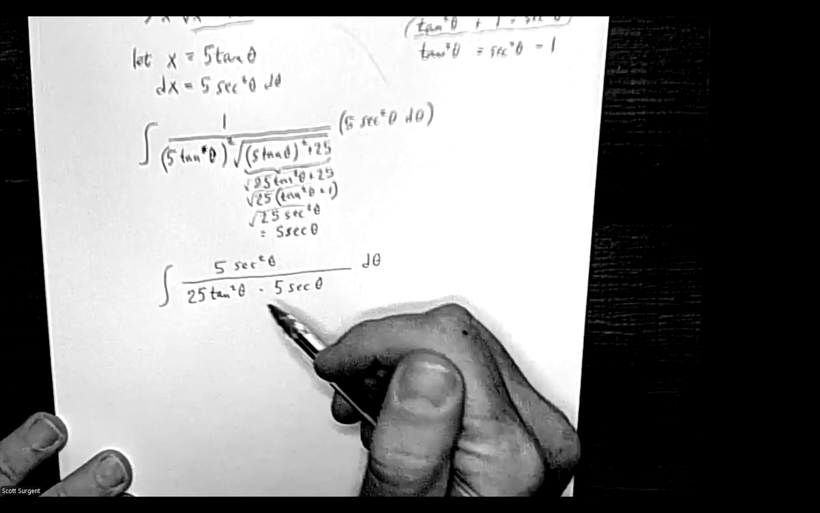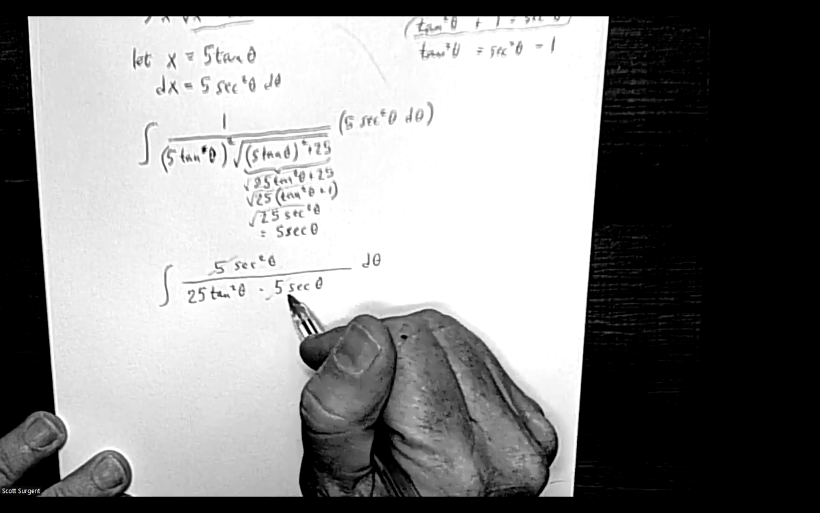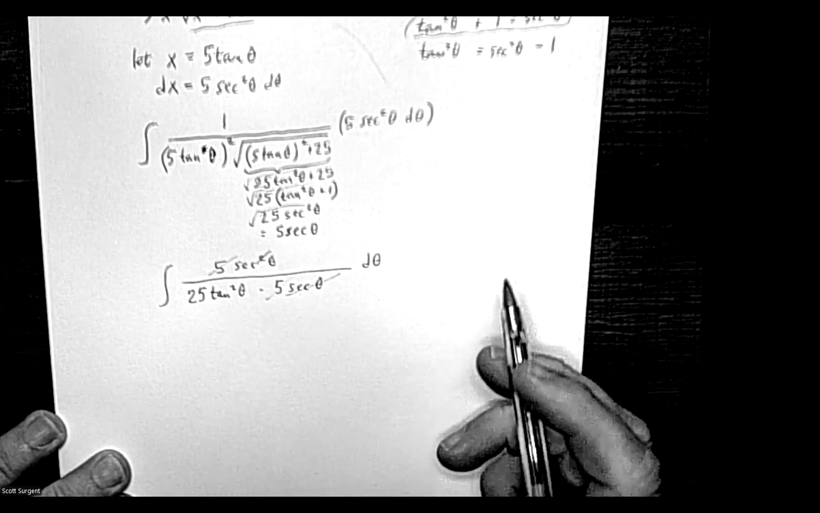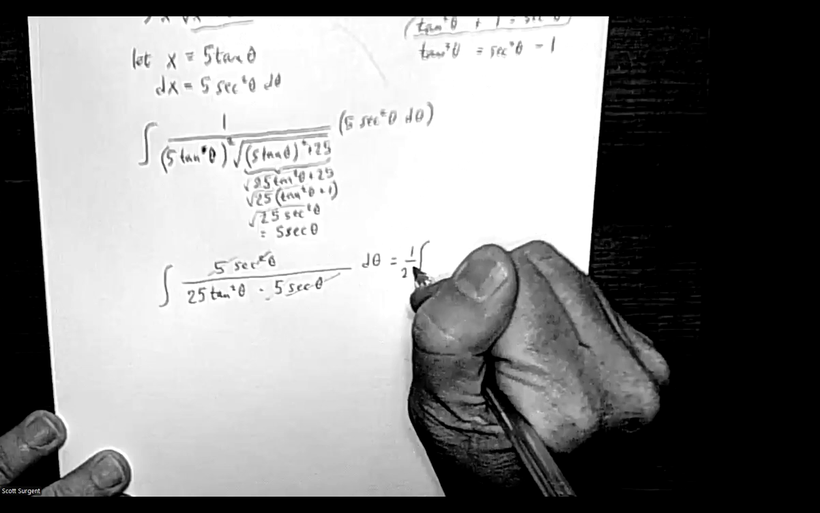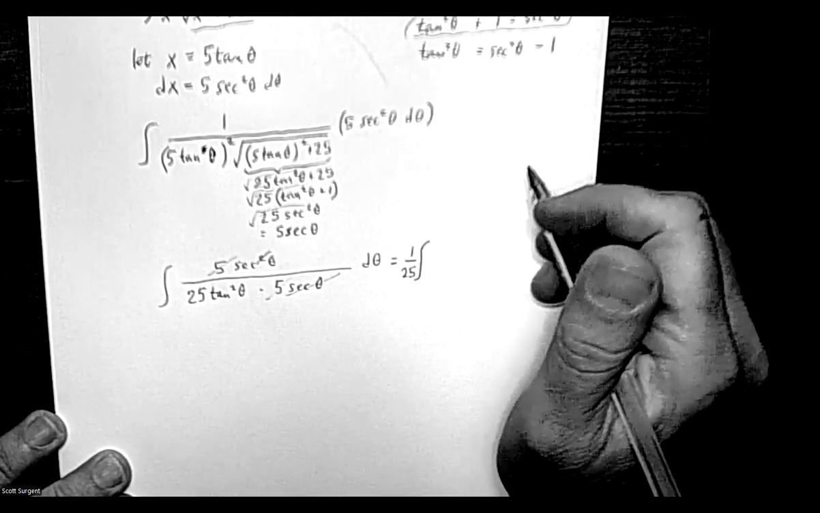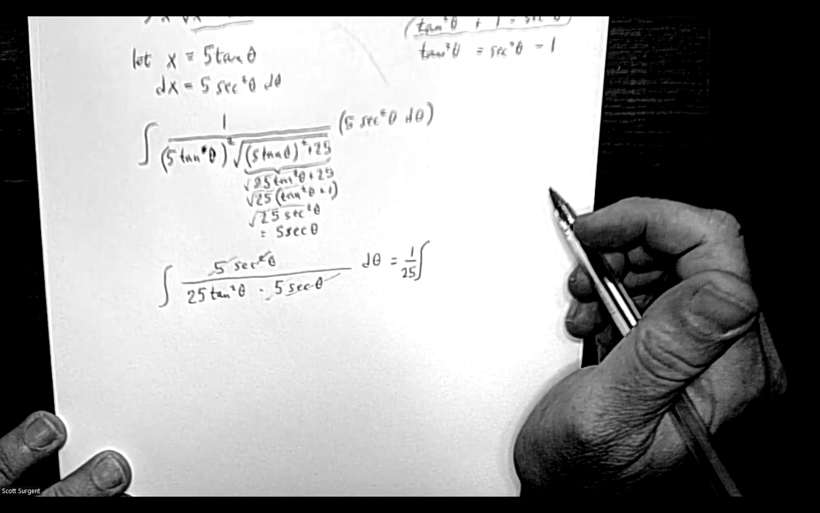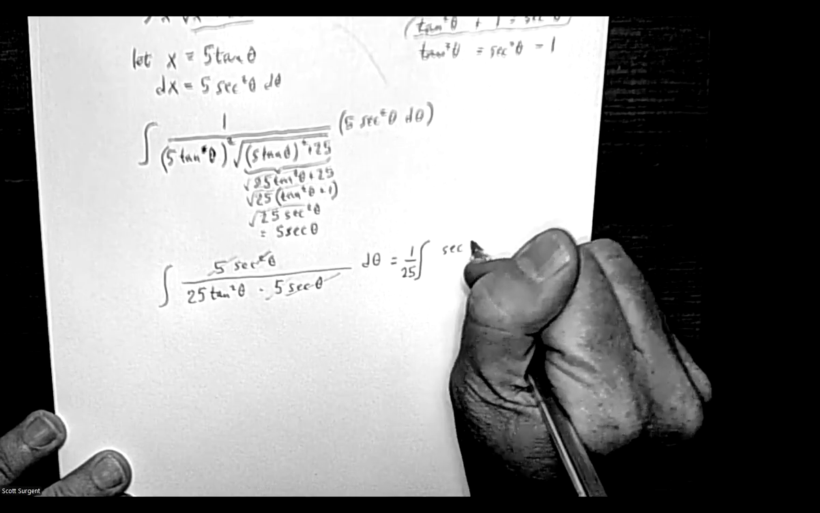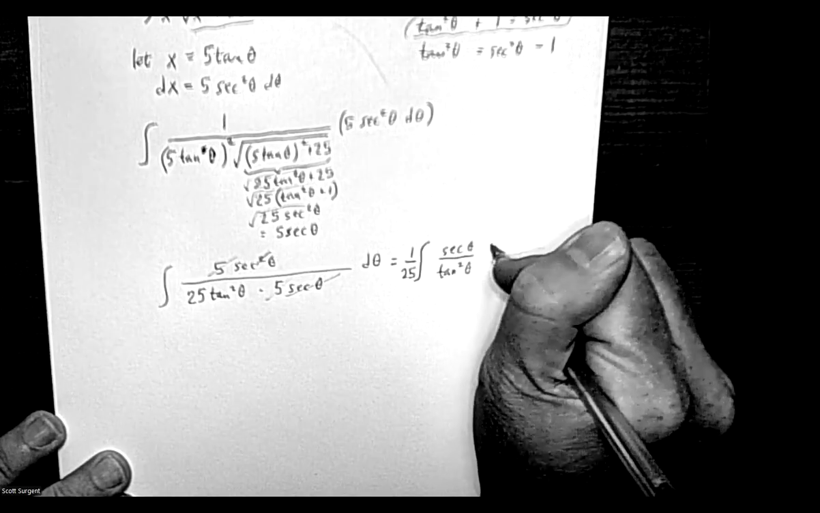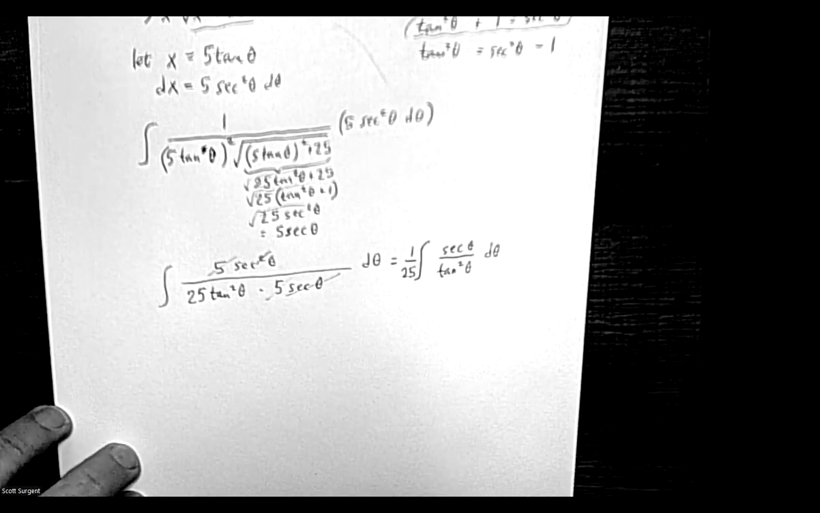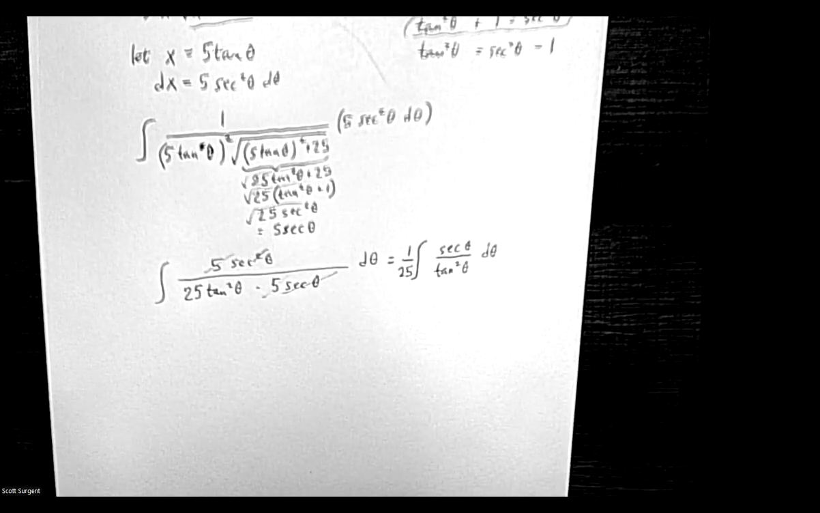And then I've got some cancellation. The 5's cancel. The secant takes care of one of these guys. And suddenly it's a rather simple integral. I bring out the 1 over 25 to the outside. And all I've got is a secant theta on top and a tan squared on the bottom. That still looks kind of intimidating, but it's a lot simpler. Okay.